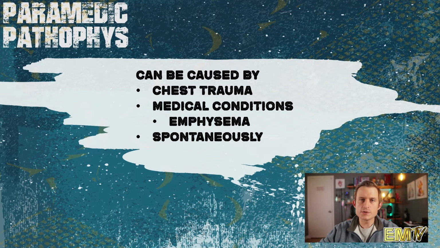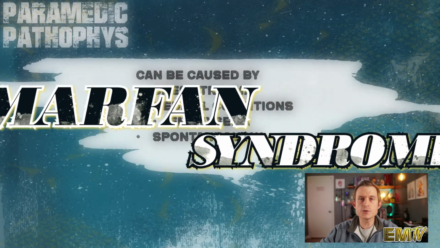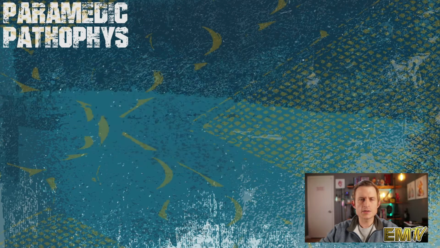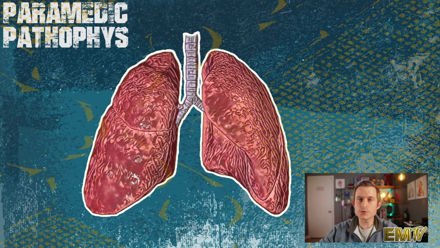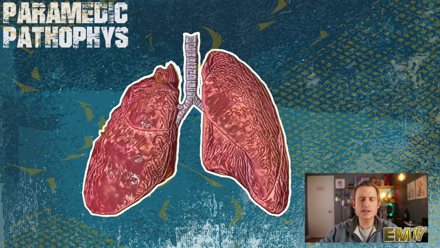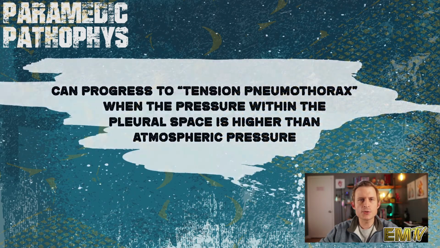And then for some individuals, particularly those with a history of Marfan syndrome or connective tissue disorders, they can develop pneumothoraces spontaneously. Now, small pneumothoraces can actually heal themselves and require very little intervention. However, in certain situations, a simple pneumothorax can actually develop into what's known as a tension pneumothorax. A tension pneumothorax is defined as when the air pressure within the pleural cavity exceeds atmospheric pressure. This is considered a medical emergency.